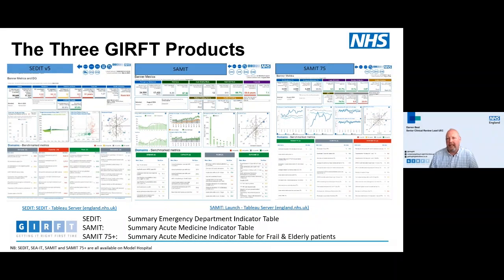If you scroll all the way down to S, you'll find both the SAMIT and the SEDIT there. So if you apply on there, you gain access within 24 hours. Just to note, when you apply for the SAMIT, you'll be given access to SAMIT 75 by default. If you are a user of Model Hospital, then you can also gain access through that facility as well. So Sophie, do you want to go on to the next slide, please?